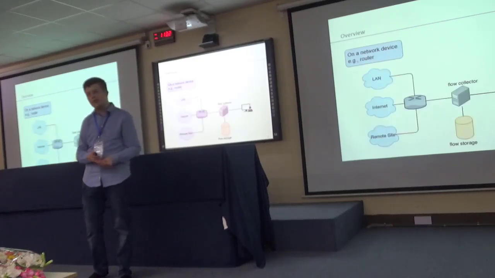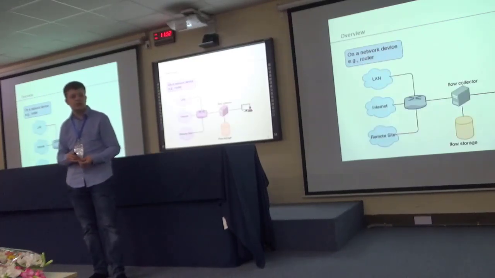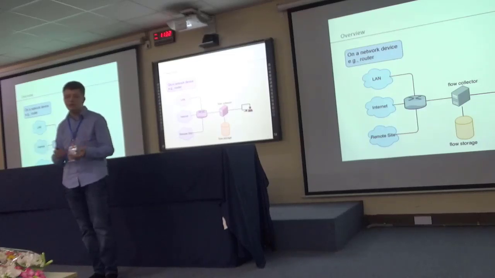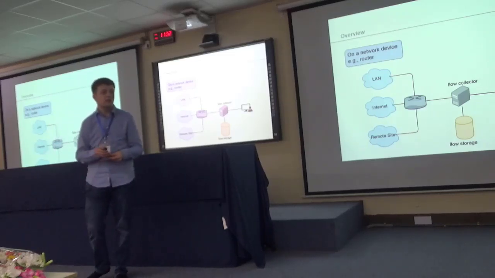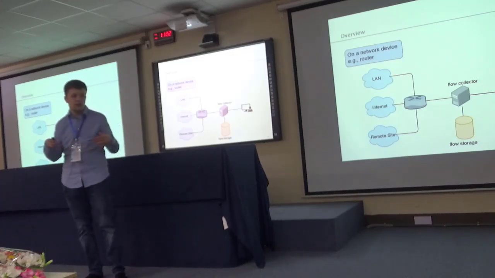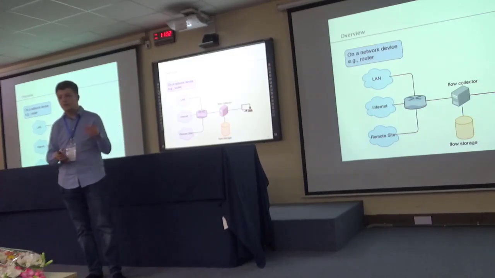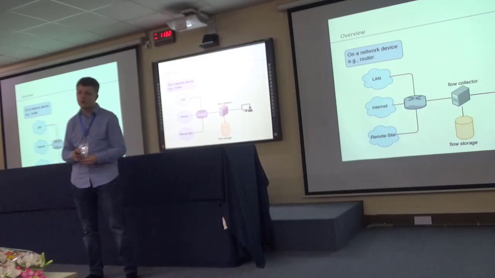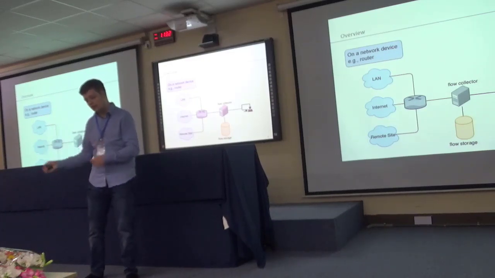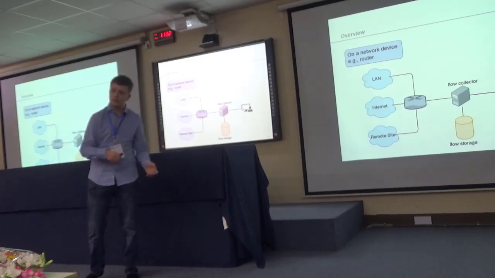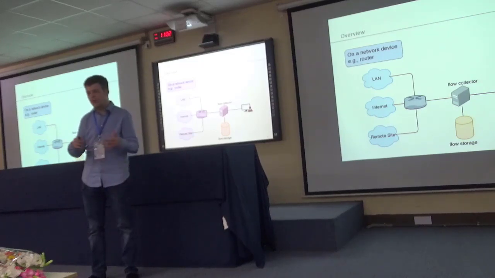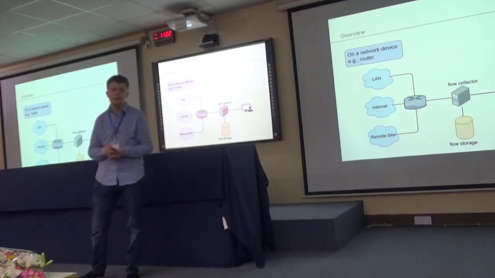So on a network device, this is a little bit easier because the network device already handles the network traffic anyway. So here you have just a flow collector in the middle of the flow of the outbound traffic, and this can directly go to the flow storage. So you don't have to basically take all the data to build flows out of it, because the network device already handles the flows and can do this for you.